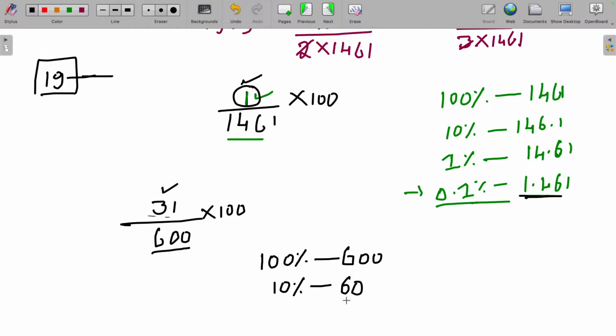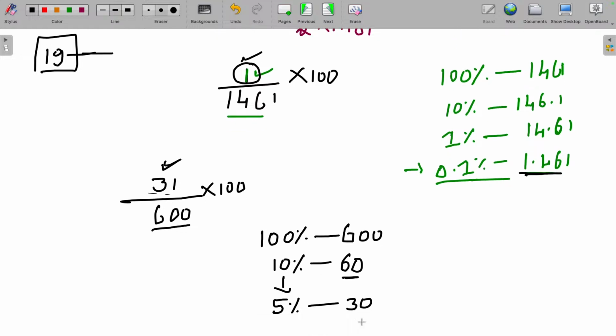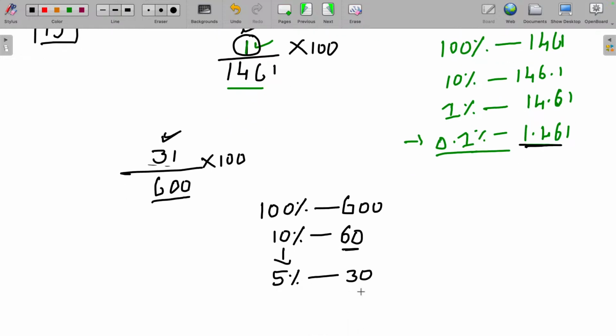5%. Yes, because I am at 60, I want 31, so I have to go backward, means less. Then I will check 5 percentage. 5 percentage will be 30, yes or no? Yes, sir. Now you want 31, will you go forward or backward? You are at 30. Forward. Same concept here.